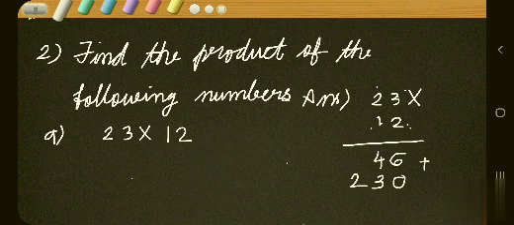Now, we have to add these two numbers. In the blank spaces, zeros can be put. Here there is only one blank space, so put 0 there and add. 6 plus 0, 6. What is 6 plus 0? 6, isn't it?